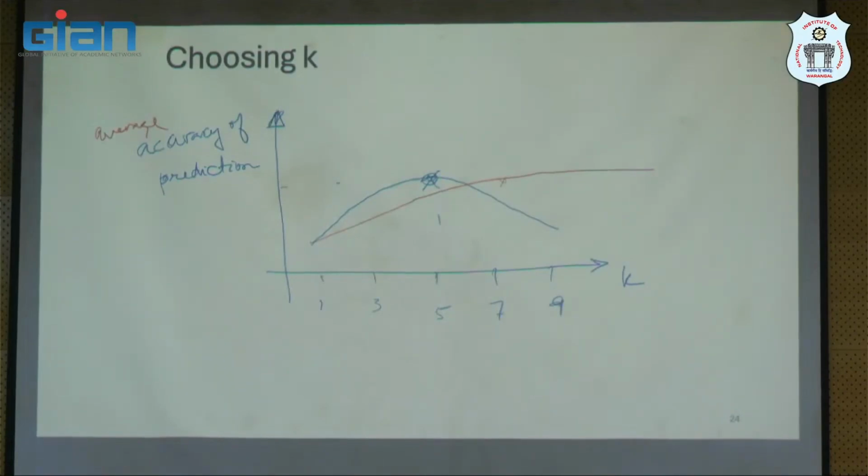Okay? And then you will pick k. So the algorithm is very simple, but you have to decide on the hyperparameter, and for that you need to do this exercise. Is this clear?